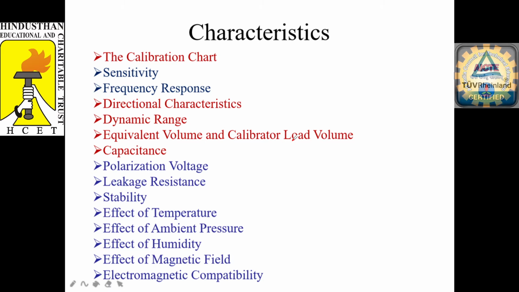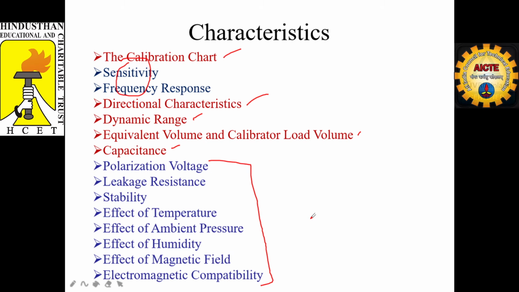Here are the characteristics of a microphone. Of these, the two very important characteristics are sensitivity and frequency response. The remaining ones, calibration chart, directional characteristics, dynamic range, equivalent volume, and capacitance, are a little bit important for us. Whereas the remaining blue-colored characteristics are only used in industries. We are not able to check these.